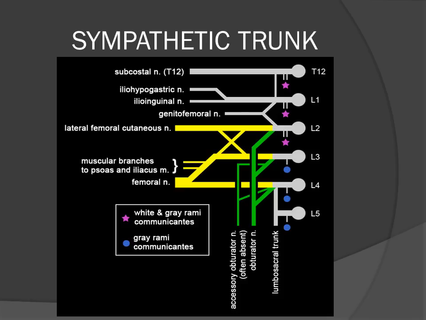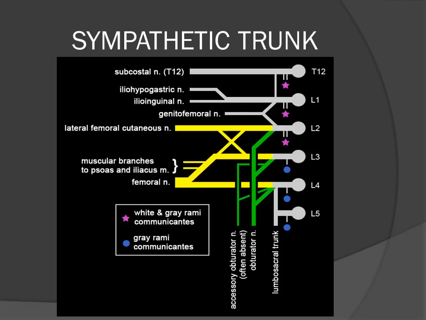So what does that tell us? That tells us that below L2 there are no more preganglionic motor neurons traveling in the sympathetic chain. They're only postganglionic neurons, and these postganglionic neurons exit the sympathetic chain through the gray ramus communicantes and then travel along with the spinal nerve root to their point of destination.